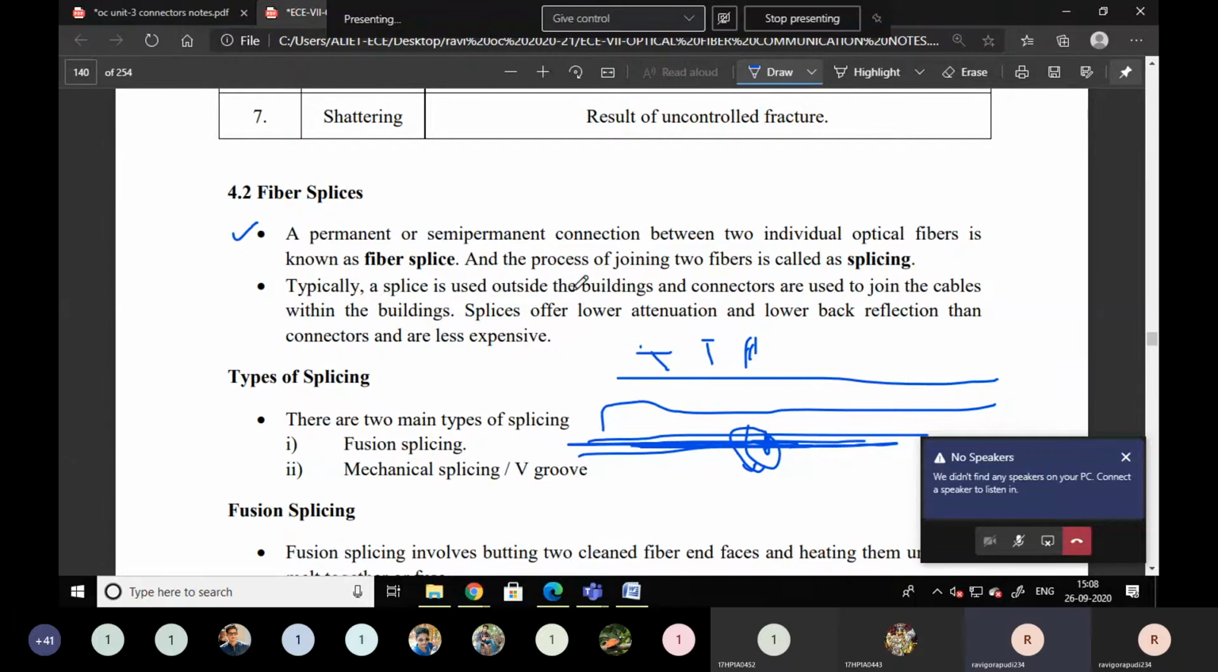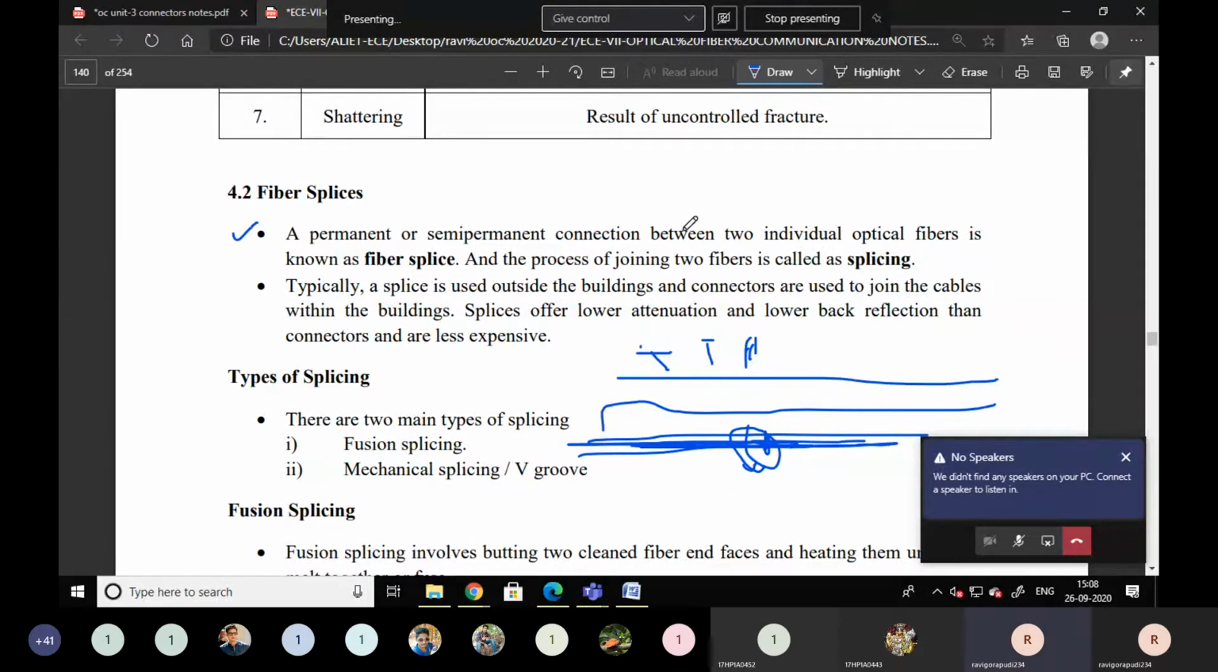For household purposes, for example, CPU to other peripherals and other peripherals to CPU, you can use a connector. That is the best example. In households we use connectors, and outside the buildings we use splicing. Splices offer lower attenuation and lower back reflection than connectors and are less expensive.